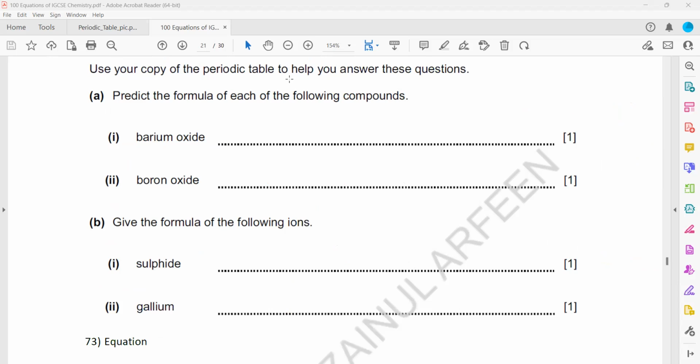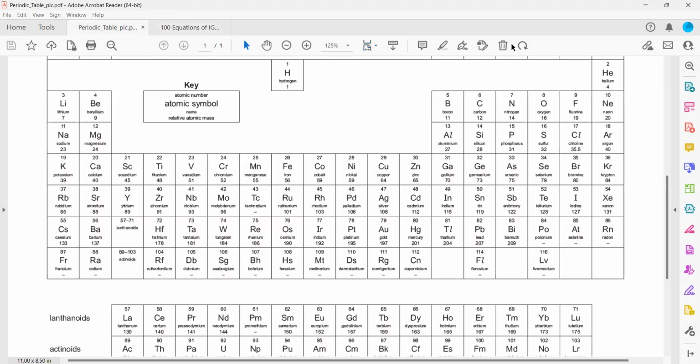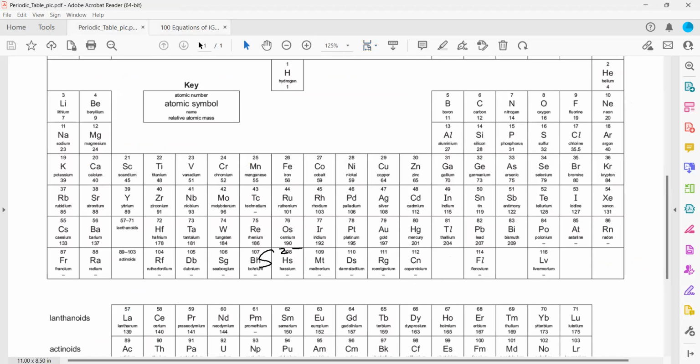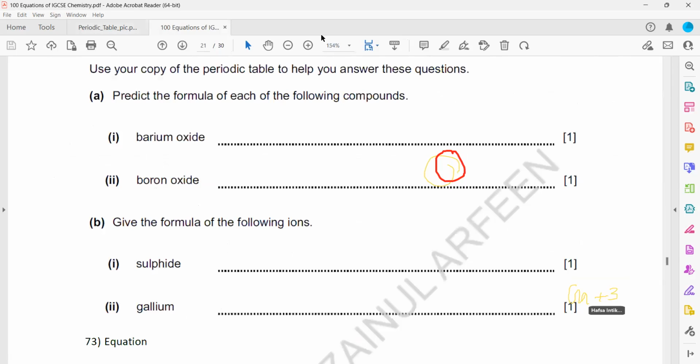Give the formula of the following ions. Sulfide ion. Sulfide ion, not sulfur. This is sulfur, which belongs to group 6, so we need the sulfide ion. Because it belongs to group 6, it will take 2 electrons. Gallium ion. You can use a periodic table. What will the formula be? A group 4 element. Sorry, group 3 element, not 4. So it will be Ga3+. You can write here Ga3+, and here sulfide was 2-.